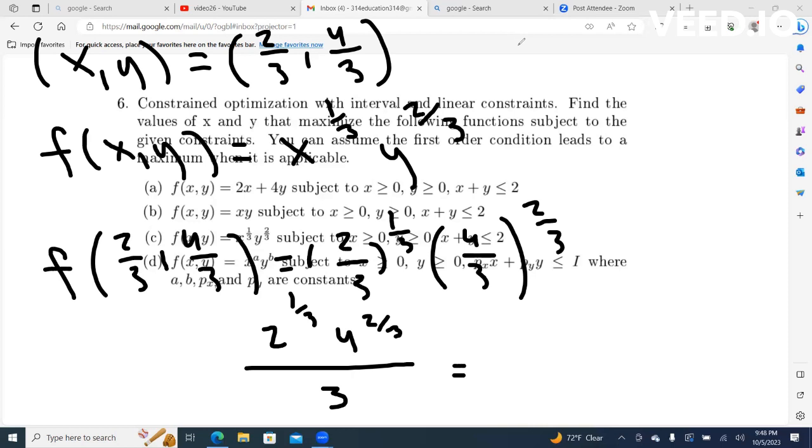cubed root. Yes, so we have 2 to the 1/3, and we have 4 squared.